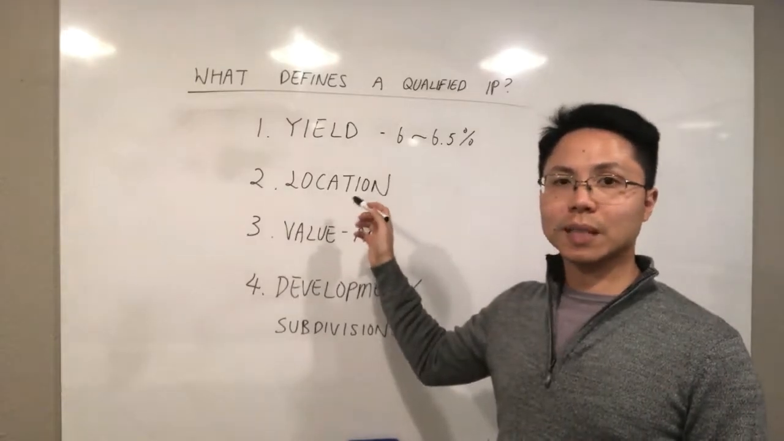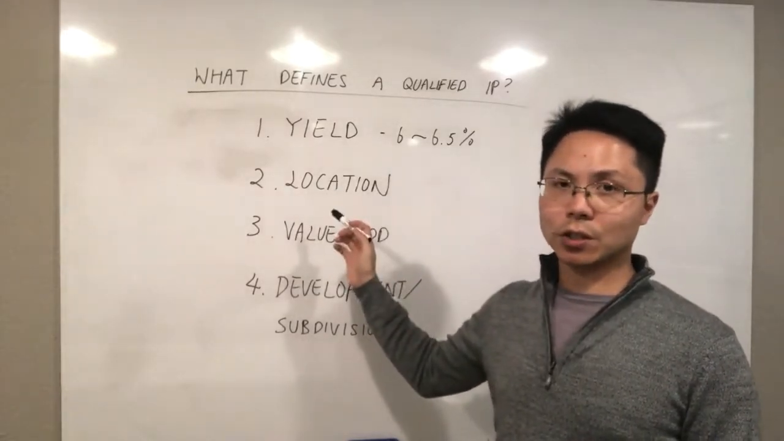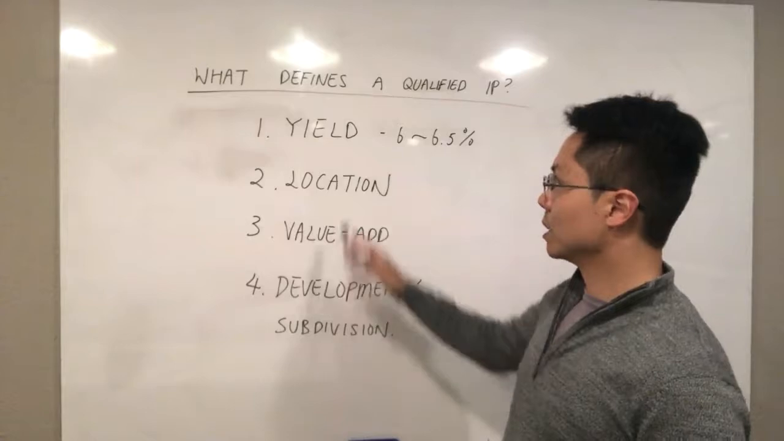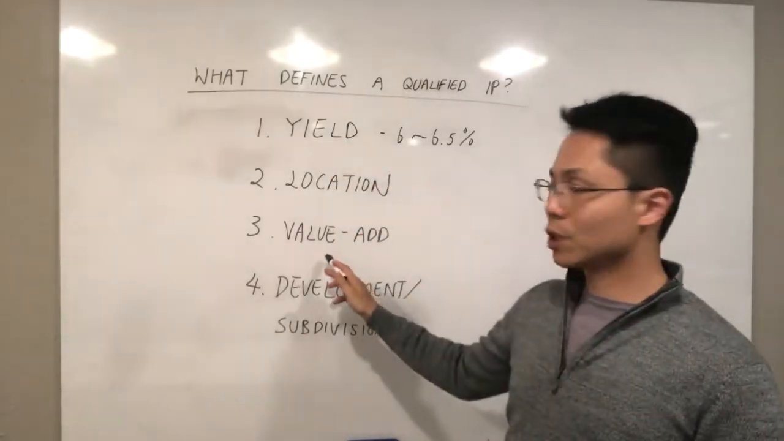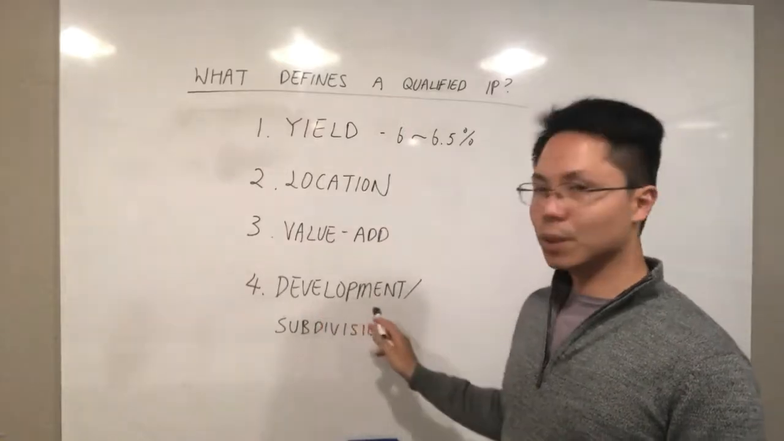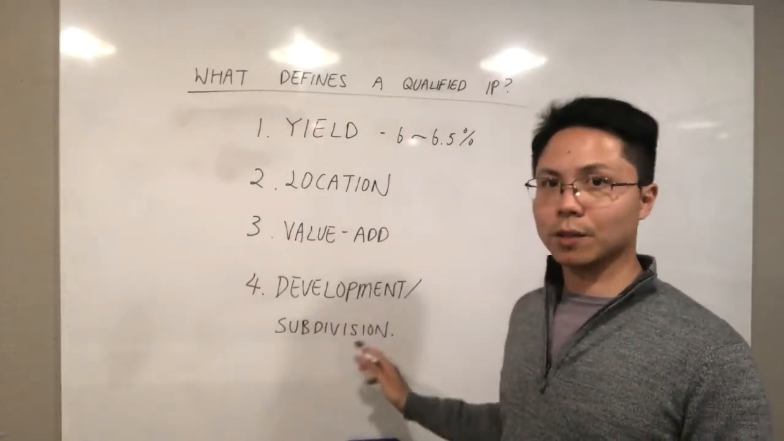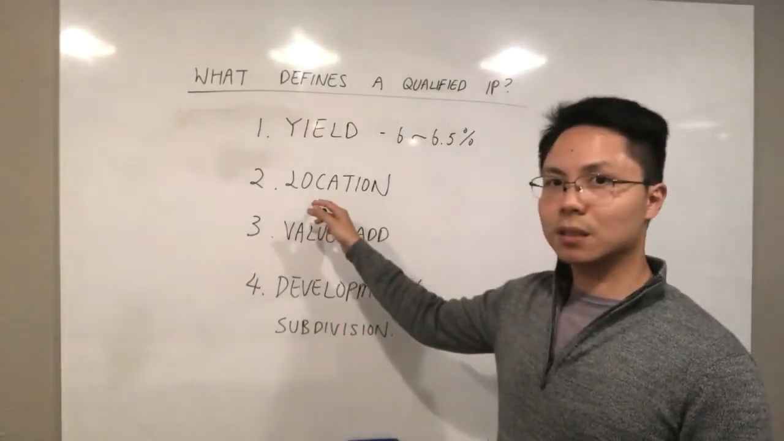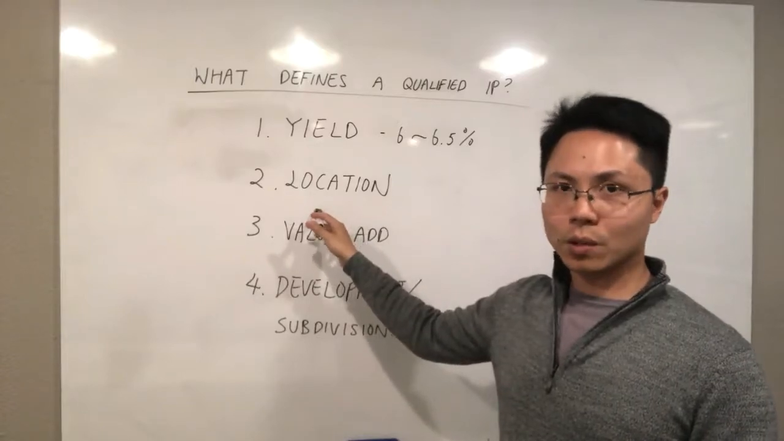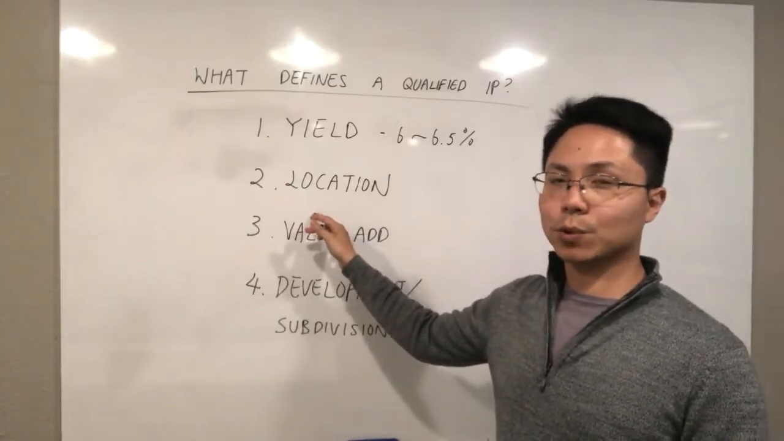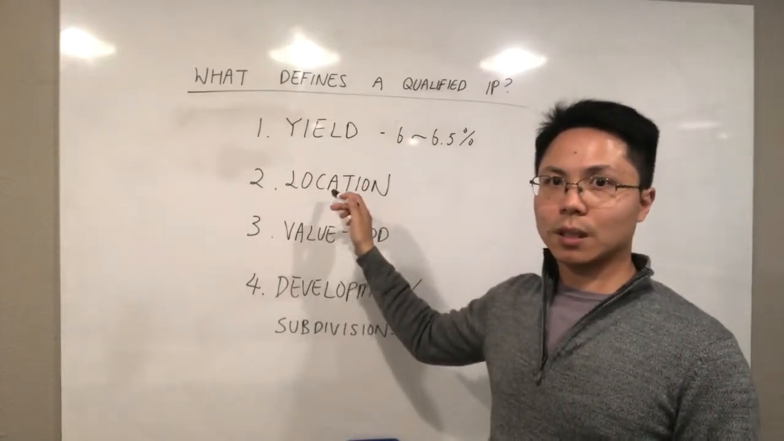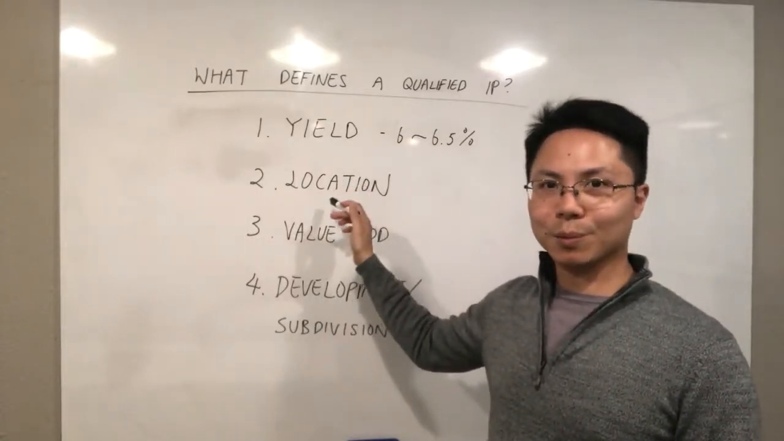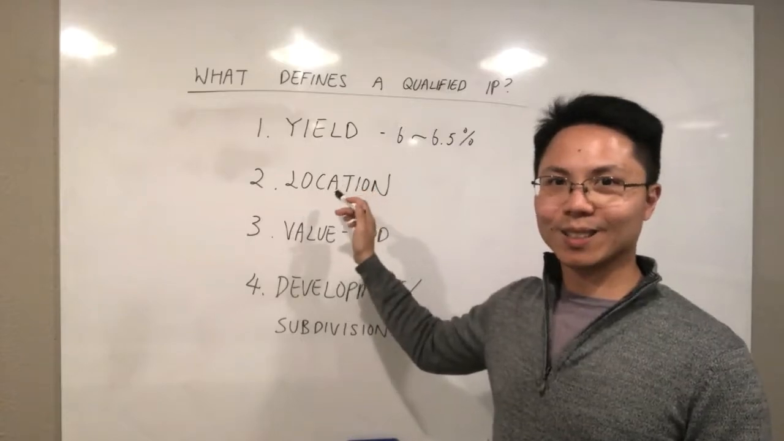And one of the important things is location cannot be changed. Whereas, for example, the yield can be changed because over time the rent may go up, the value add can be changed, and definitely development and subdivision potential could be changed over time. So this is definitely one of the most important criteria you got to think through, and you got to make sure that you buy in a really good location. And that's why in property world they keep saying location, location, location.